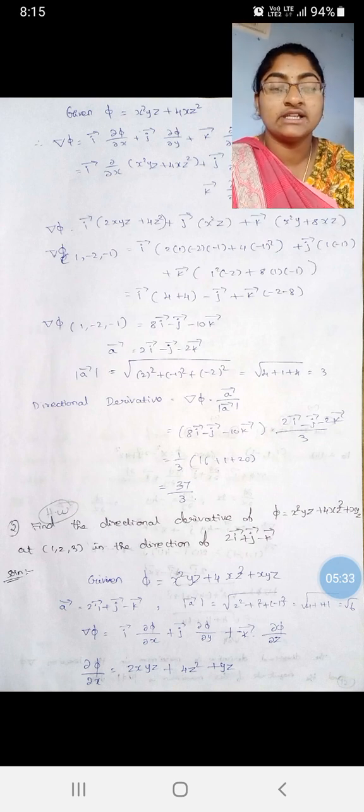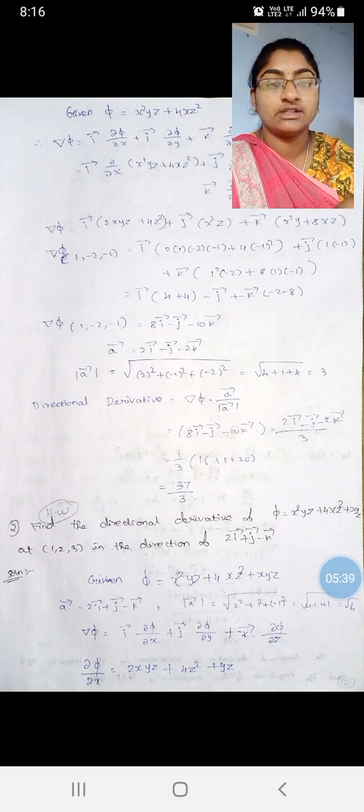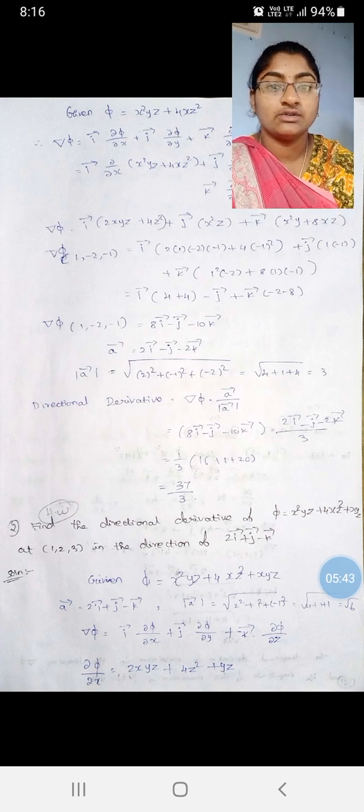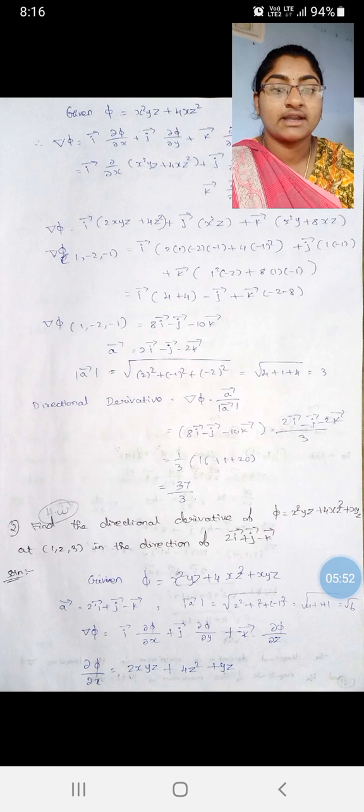There is a point given in the question. So del pi of (1, -2, -1), that is, we have to substitute the values for x, y, z in the above del pi. So here I substitute all the terms and evaluate. We can find the value 8i vector minus j vector minus 10k vector. Thus we find the value for del pi.